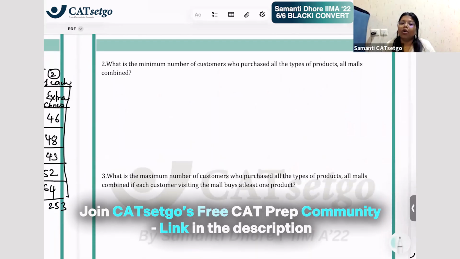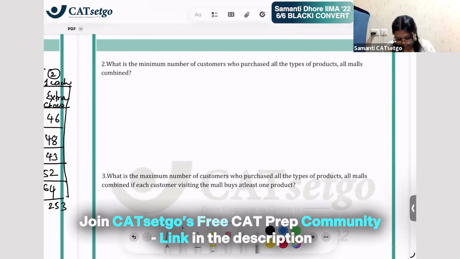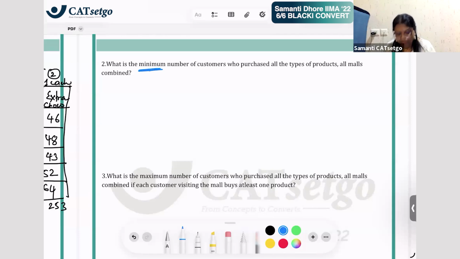Now, let us consider the second question. The second question says, what is the minimum number of customers who purchase all? Now you have to find the minimum number of people who purchased all. We maximized before, now we have to minimize: how many people bought all 5 products? If you have to minimize the number of people buying 5 products, it means you'll have to spread. You can't concentrate. You have to spread so that everyone gets 1, 2, 3, or 4 products, and nobody ends up getting 5 chocolates.